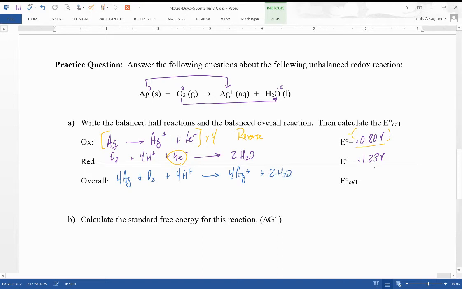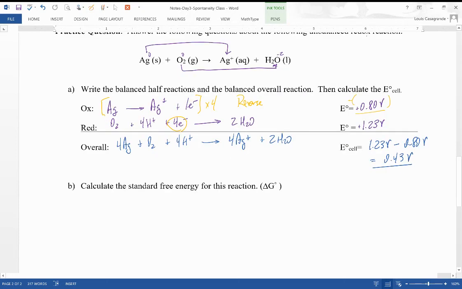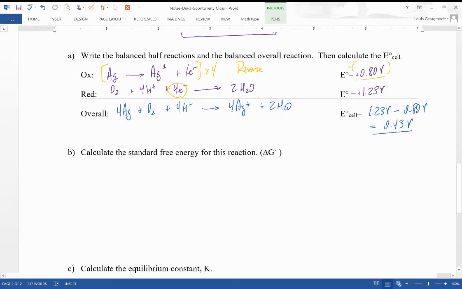And then the E naught for this cell, 1.23 volts minus 0.80 volts, or 0.43 volts, is the E naught for this cell. So now we can calculate both the standard free energy, because we have the overall reaction and the overall E cell, and the equilibrium constant. Let's do the free energy first.